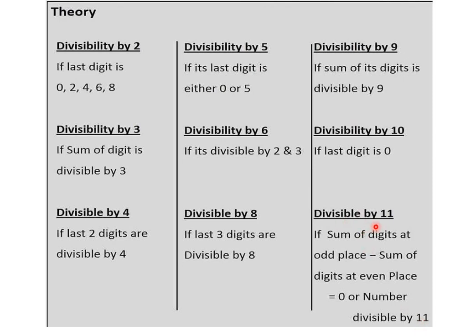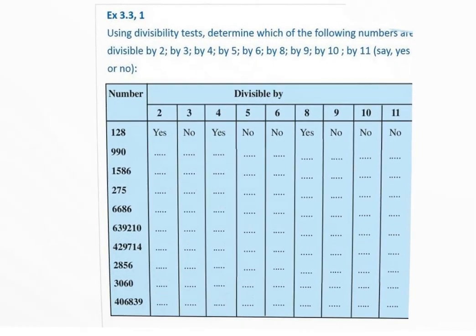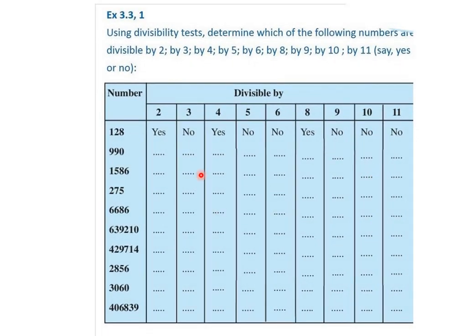Let's start our exercise 3.1's first column, where these numbers 128, 990, 1586, 275, 6686 and so on are given to you, and we have to check the divisibility test for 2, 3, 4, 5, 6, 8, 9, 10 and 11. Let's start. Let's do one by one.